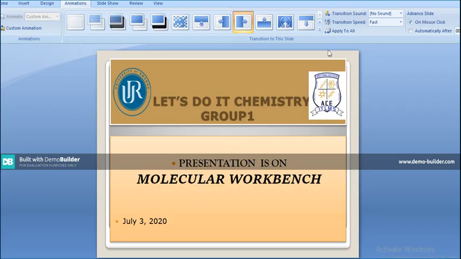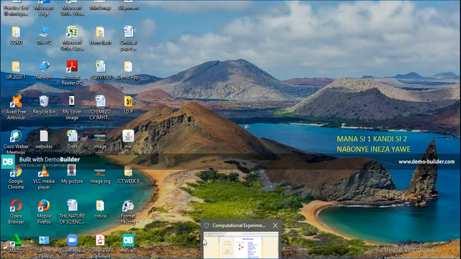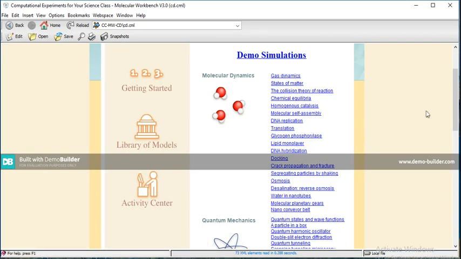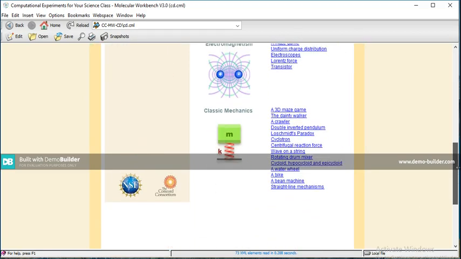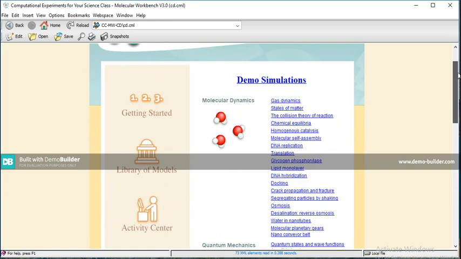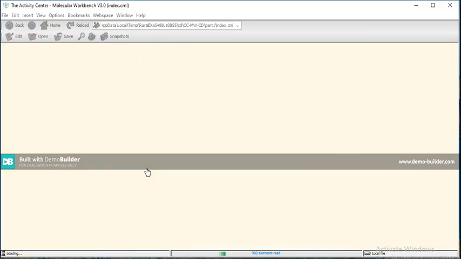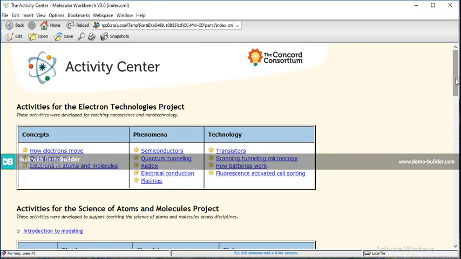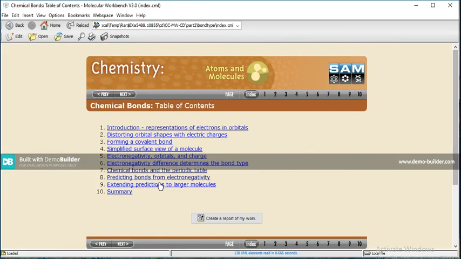First of all, I want to show you how the Molecular Workbench is launched. The Molecular Workbench is on the desktop, and you double click here and the first page will come like this. In Molecular Workbench there are many different types of resources such as physics, chemistry, and biology, but our concern today is chemical bond, which is located in the activity center here. You click and scroll down, then you choose chemical bond and click.